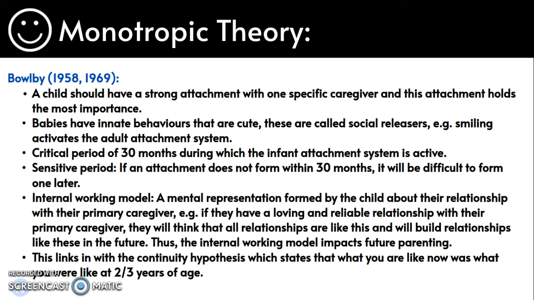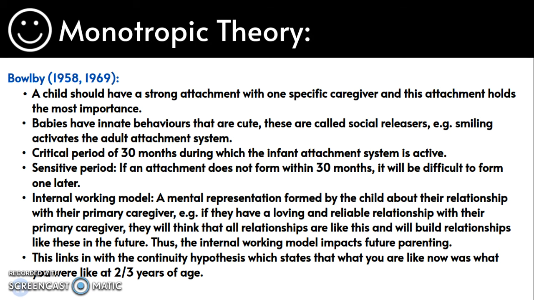So Bowlby thought that a child should have a strong attachment with one specific caregiver, and this attachment holds the most importance. Babies have innate behaviors that are cute, and these are called social releases. For example, smiling activates the adult attachment system. A critical period of 30 months during which the infant attachment system is active. The sensitive period is a time during which an attachment has to form within 30 months, and if it doesn't, then it will be difficult to form one later.